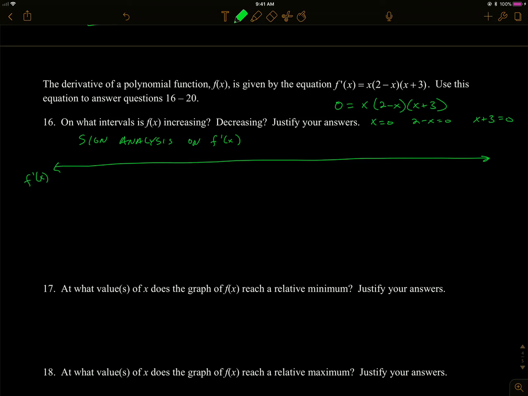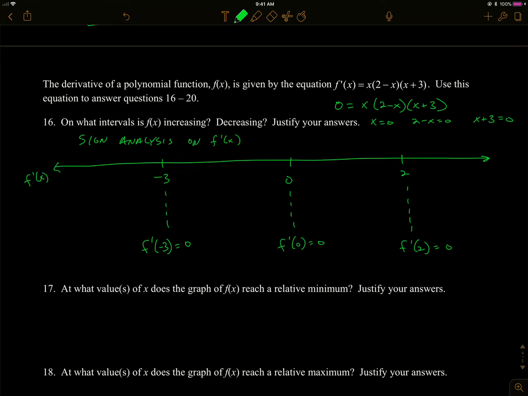I'm testing the sign of the first derivative. So it looks like it's going to be at 0, 2, and negative 3. I'll space them out like this: negative 3, 0, and 2. I put little dividers because I'm going to be writing information. I like to say the derivative at negative 3 is 0, the derivative at 0 is 0, and the derivative at 2 is 0.